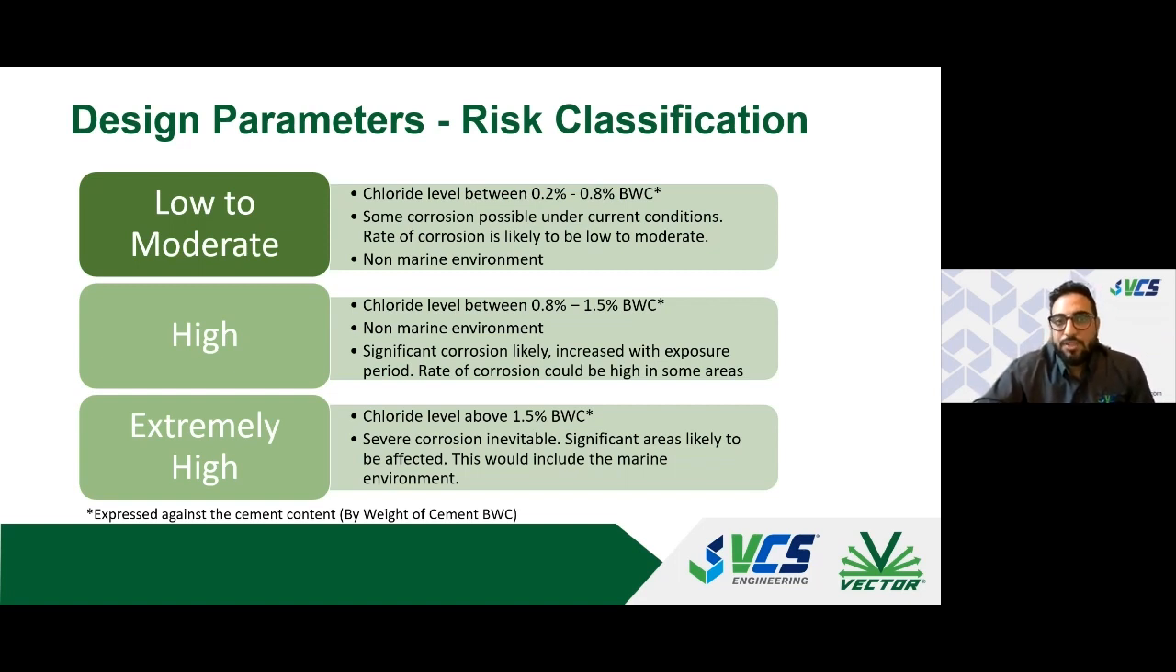With the high risk classification, our chloride levels obviously increase. We're between 0.8 to 1.5%. We have enough chlorides for significant corrosion activity, especially taking into account if we have higher temperatures, then you're definitely in a high risk category. And then extremely high would typically tend to be where we have significantly high chloride levels, 1.5% or above, with elevated temperatures or marine environments. Typically, we're in that risk category where I'm from in Florida, so most of our structures would be classified in that category.